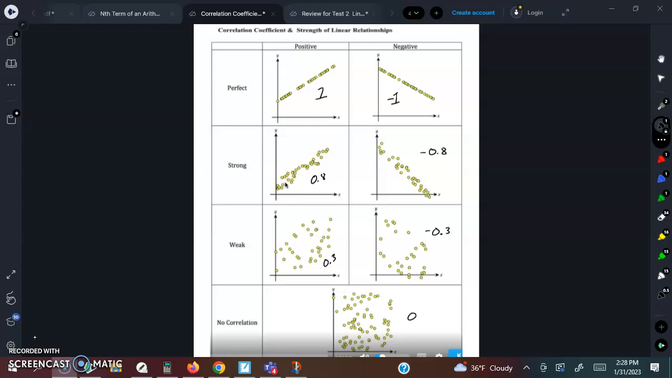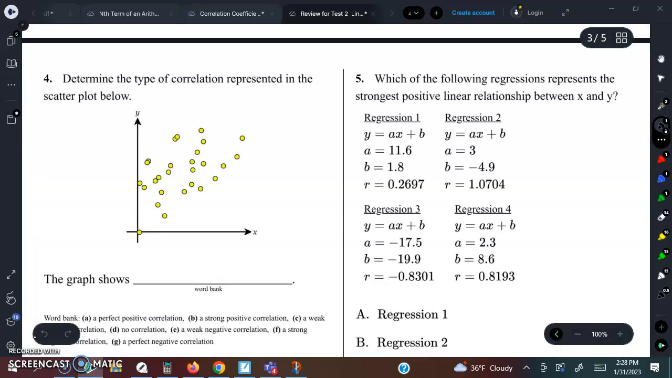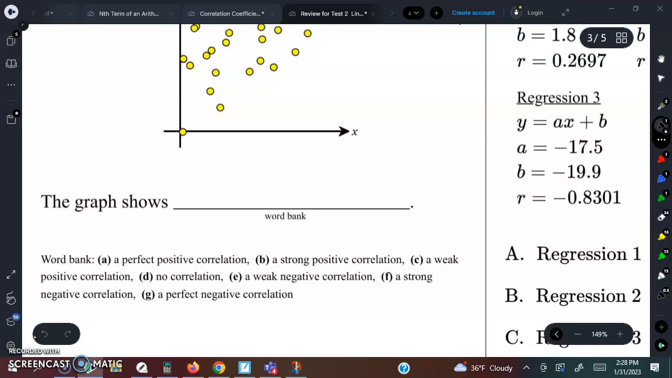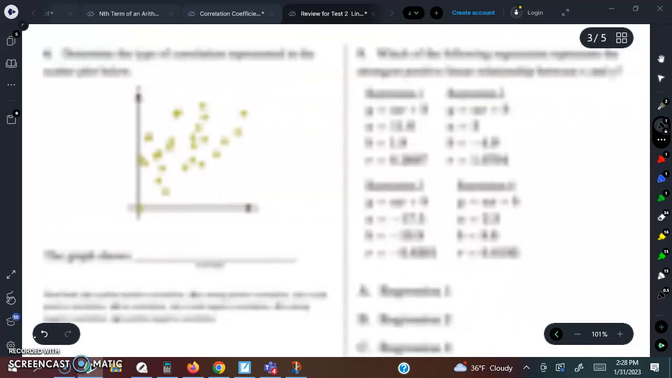So on these next few problems, what you want to do is just determine which one it is. Okay? So on this one here, it's going up, so it's positive, and it's not close together at all, so it's weak. So it's going to be positive, weak, and it's a weak positive correlation. So that will be the one that you select for that one.